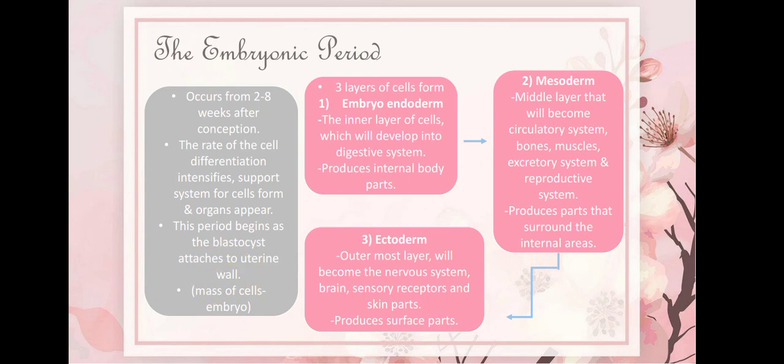This period begins as the blastocyst attaches to the uterine wall, a mass of cells, the embryo. And then 3 layers of cells form. So what are those 3 layers? First we have the endoderm, and then the mesoderm, and then the ectoderm. The endoderm is the inner layer of cells. So basically, the endoderm refers to the inner layer, the mesoderm refers to the middle layer, and the ectoderm refers to the outer layer.